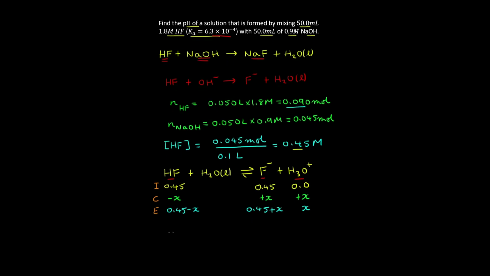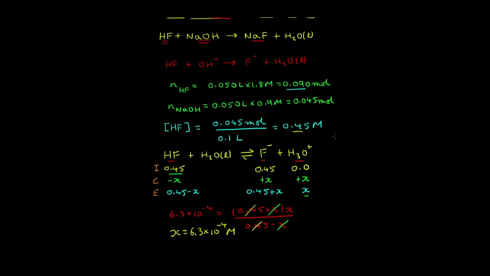And now you can use the equilibrium expression and the approximation that the concentration of hydronium is going to be much less than that of the weak acid. So therefore these cancel and we obtain the following concentration of hydronium. And therefore the pH of the solution is the minus log of this value.